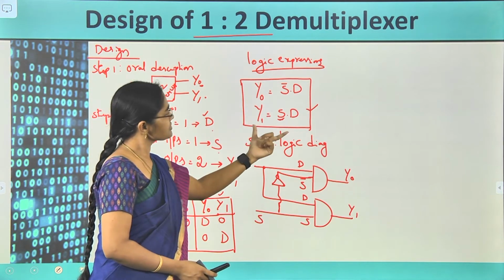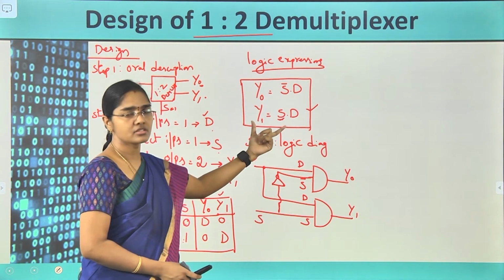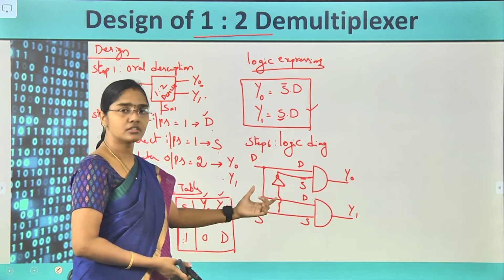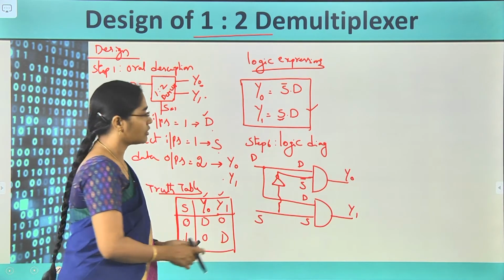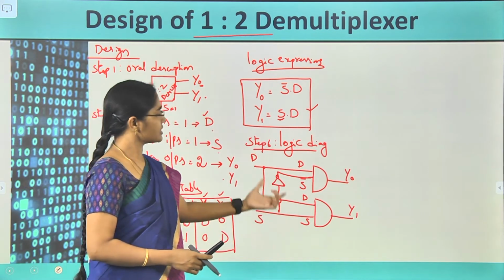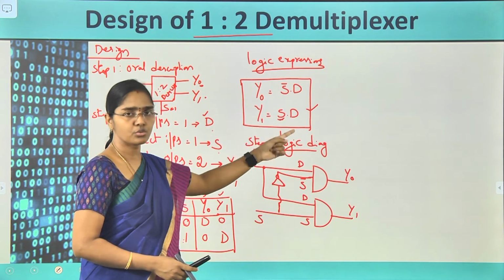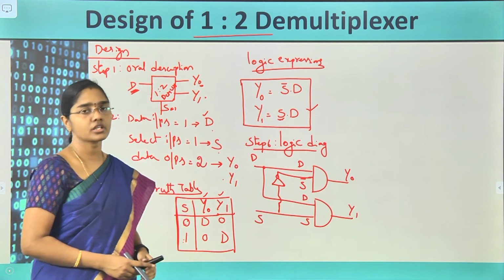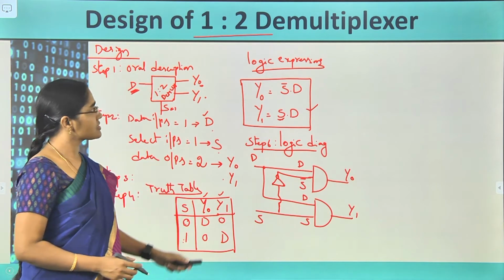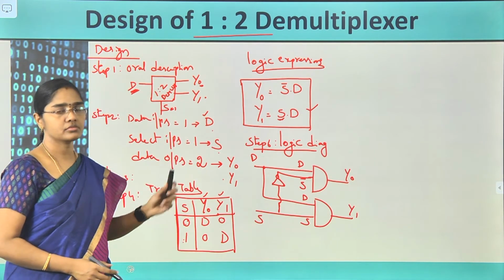Then from seeing these two logic expressions, simplification is not possible, therefore directly go to the last step, that is logic diagram representation. The logic diagram representation has two AND gates with one NOT gate for getting the S bar. Okay, so this is the 1 to 2 demultiplexer.